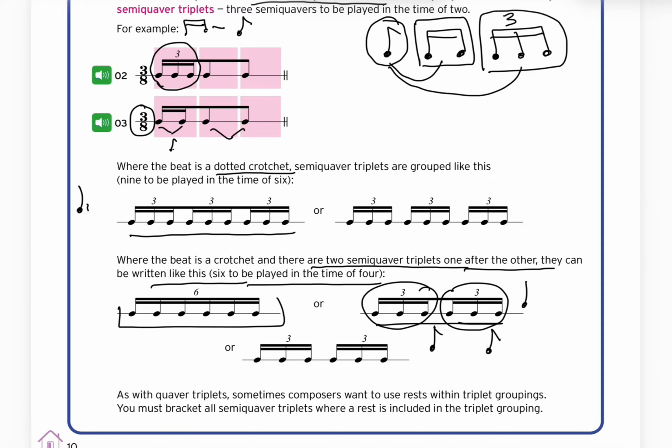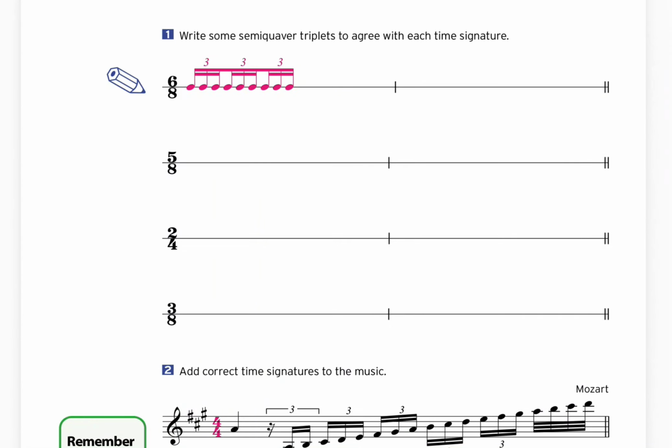Okay, so let's move on to our first exercise. So the first one says: write some semiquaver triplets to agree with each time signature. So according to the time signature we have to write the triplets given here. Okay, so let's start here. What we're gonna do, so what's the time signature? The time signature is 6/8. Okay, that means we need 6 quaver beats.